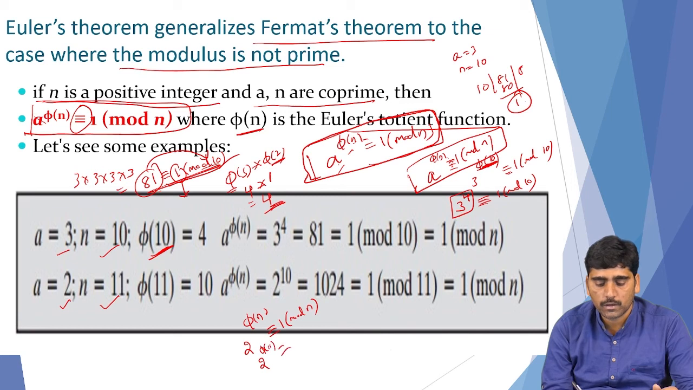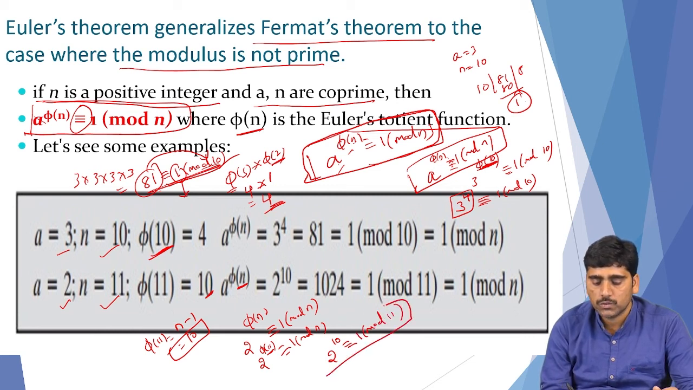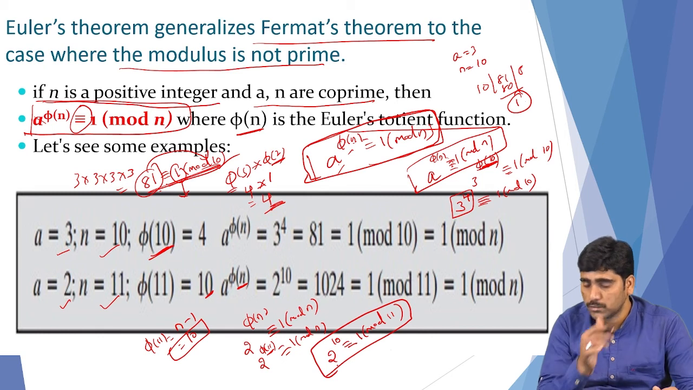So 2 to the power phi of 11 congruent to 1 mod 11. So here n is 11, so phi of 11 equals n minus 1, that equals 10. So instead of writing phi of n, you can write 10. So 2 to the power 10 congruent to 1 mod 11. If it satisfies, then you can say that it is satisfied.